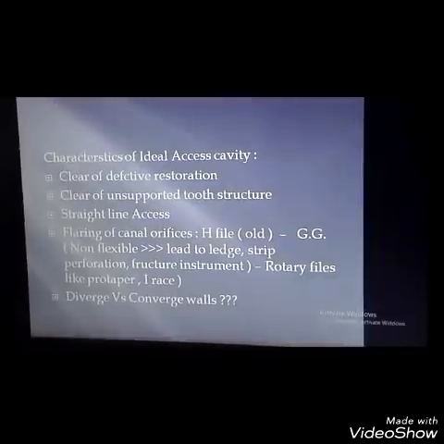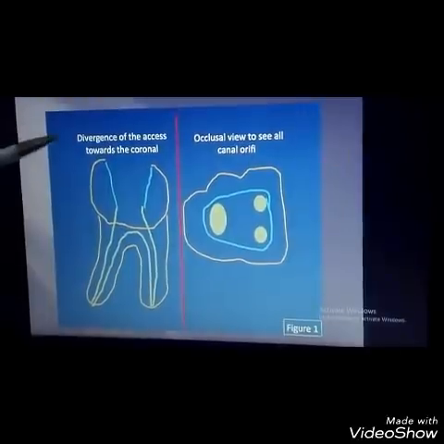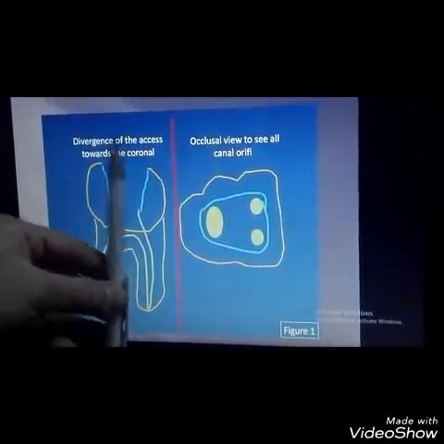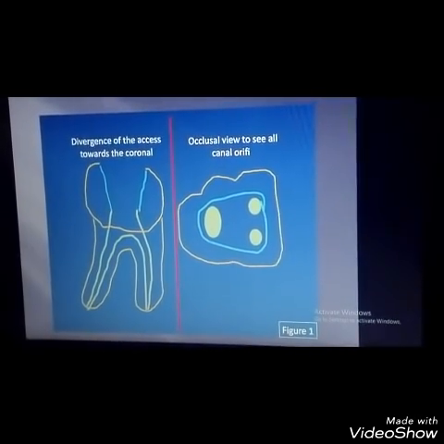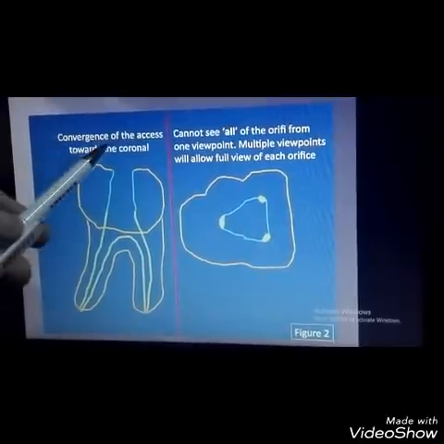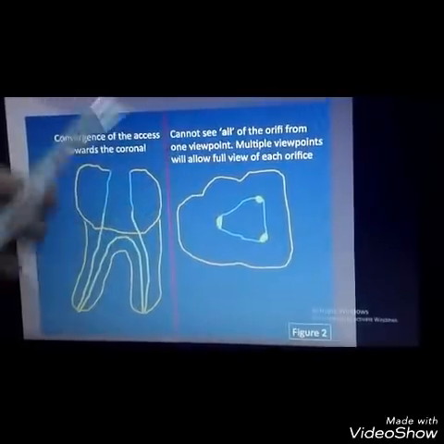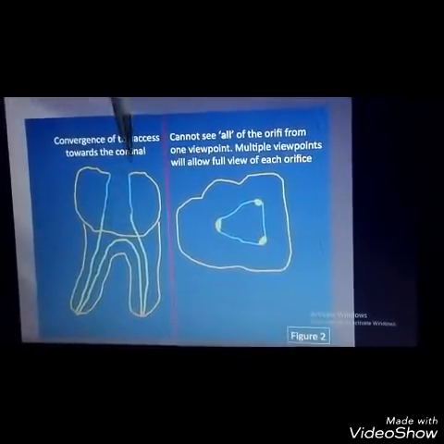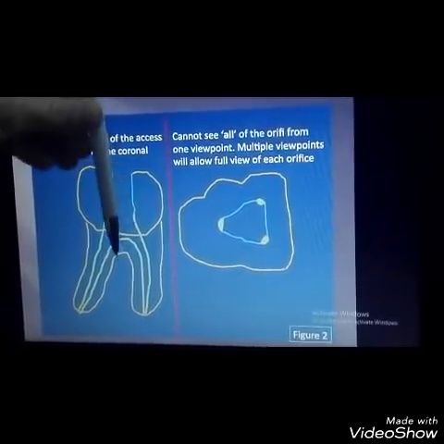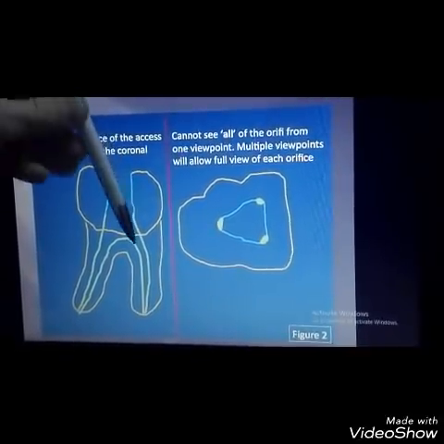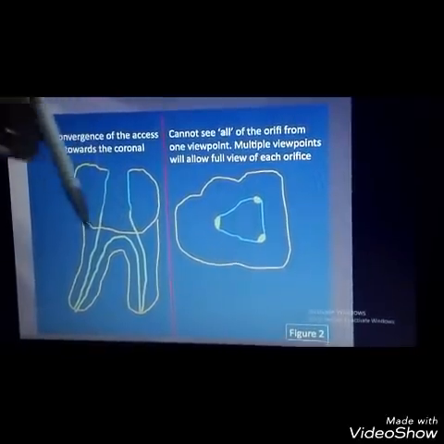Okay, what about diverging versus converging walls? Look at this one. Diverge, make it a little bit divergent here. Why? For accessibility, for an occlusal view to see all canal orifices. But if I make it converge, with the naked eye you cannot see all the orifices. And you will see multiple viewpoints, so maybe I insert my file here. I go deeply. Oh, oops. I get root perforation here. Even if I insert here in the canal, I cannot see. Maybe I apply pressure, and even like straight line access.